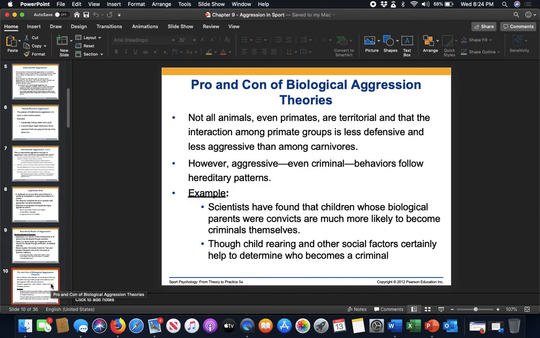So some of the stuff, like it says here, the pros and cons: animals, including primates, are, not everybody is territorial, but obviously a lion is going to be way more territorial than a human. So it's part of it. But understand that this is the pro-con conflict, that not everybody acts that way. But you know what?